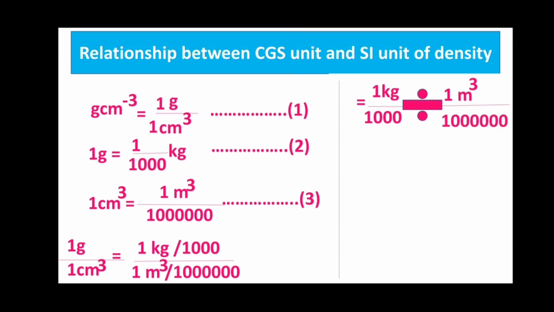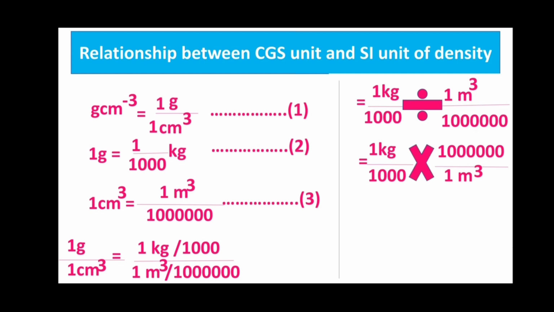This can also be written like this: 1 kilogram divided by 1000, and we can write like 10 lakh divided by 1 meter cube. But for writing like this, the symbol should be multiplication symbol. This 1 kilogram by 1000 divided by 1 meter cube divided by 10 lakh is same as 1 kilogram by 1000 multiplied with 10 lakh divided by 1 meter cube. Now we can see that 3 zeros in 1000. We will cancel that 3 zeros in 1000 with the 3 zeros in 10 lakh. Thus we will get 1000 kilogram divided by 1 meter cube. Thus we will get 1 gram per centimeter cube as 1000 kilogram per meter cube. So now we got the relationship between CGS and SI unit of density.